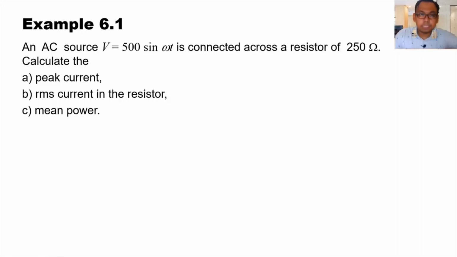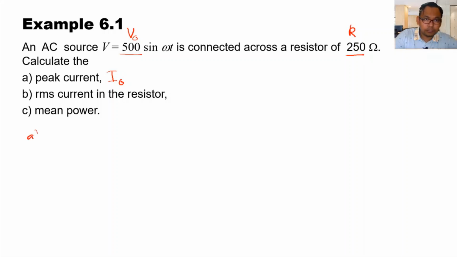Okay, example 6.1. An AC source V is equal to 500 sine omega t. 500 is the peak voltage, V0. It is connected across a resistor of 250 ohm, and this is the resistance. Calculate the peak current. This is I0.